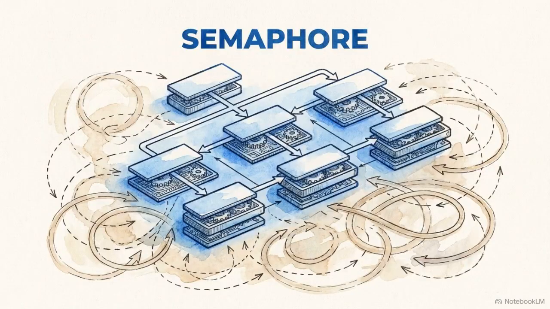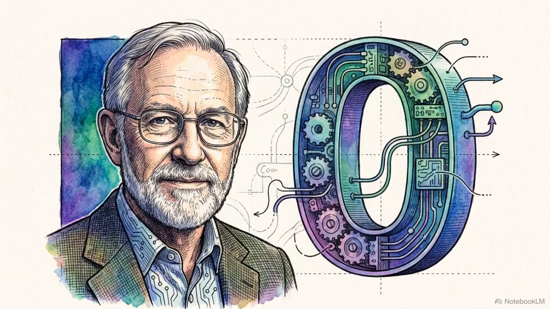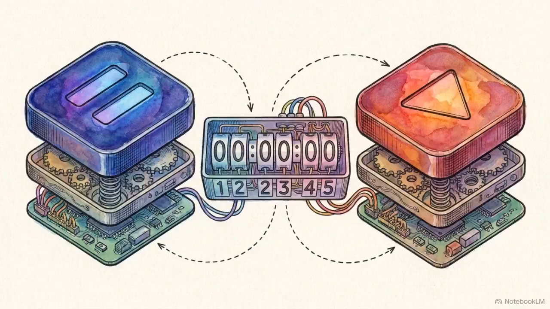To solve the inefficiency of busy waiting, computer scientists developed a higher-level software abstraction, the semaphore. Introduced by Edsger Dijkstra, a semaphore manages access to a resource based on an integer count. Threads interact with that integer using two standard atomic operations, wait and signal.